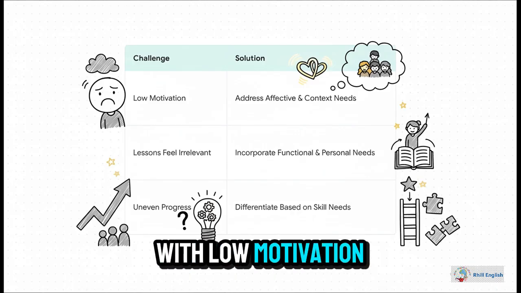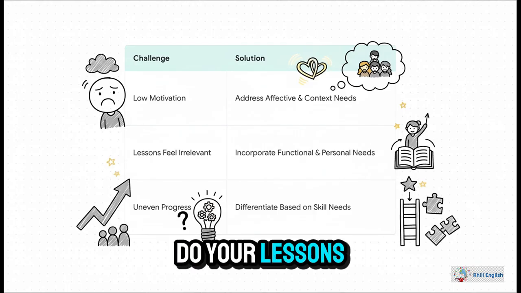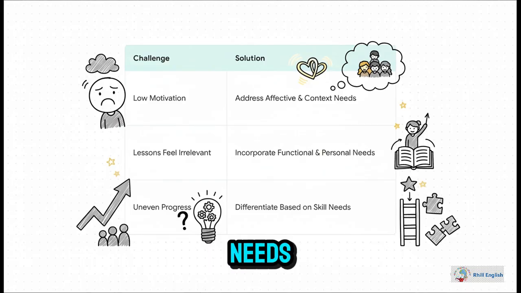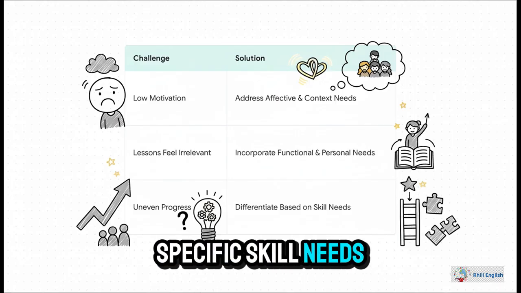Got a class with low motivation? Try addressing their affective and context needs. Do your lessons feel a bit disconnected or irrelevant? Bring in their functional and personal needs. Is student progress all over the map? Well, that's your cue to differentiate based on their specific skill needs.